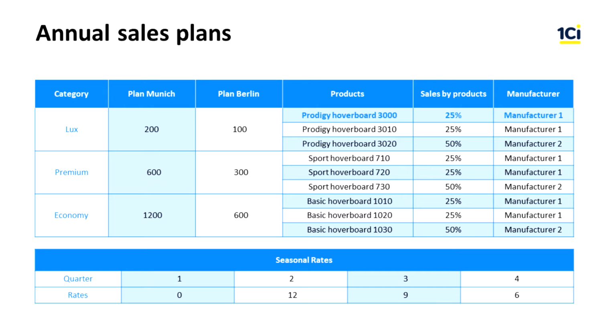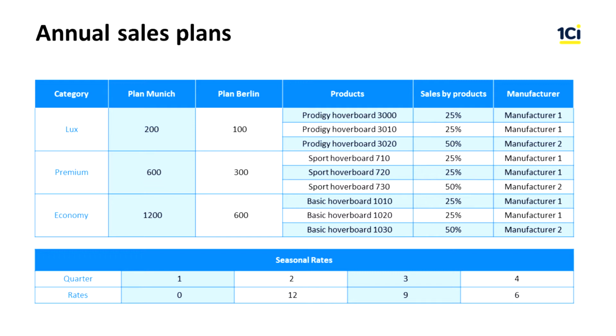Within the product category, sales are distributed in the following manner. Luxe, Prodigy Hoverboard 3000, 25%, Prodigy Hoverboard 3010, 25%, and Prodigy Hoverboard 3020, 50%. Premium, Sport Hoverboard 710, 25%, Sport Hoverboard 720, 25%, and Sport Hoverboard 730, 50%. Economy, Basic Hoverboard 1010, 25%, Basic Hoverboard 1020, 25%, and Basic Hoverboard 1030, 50%.